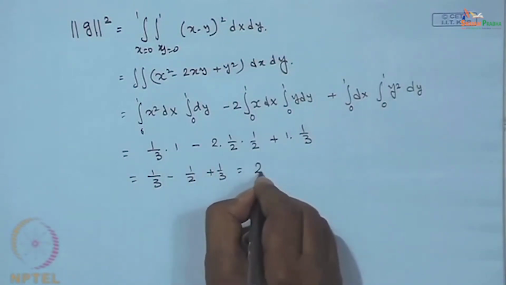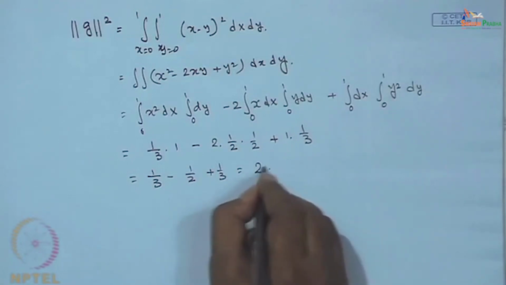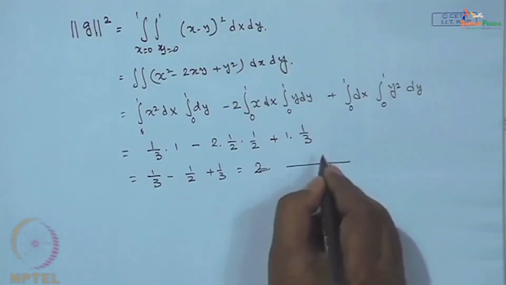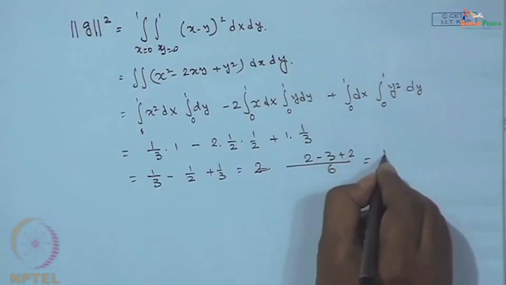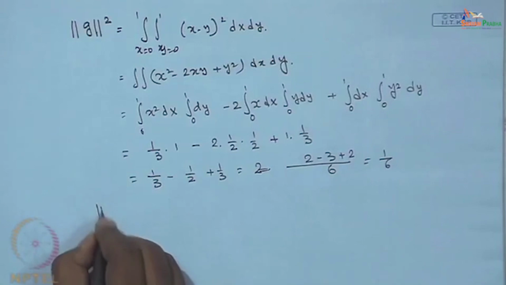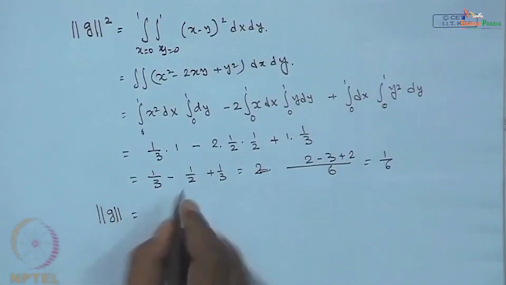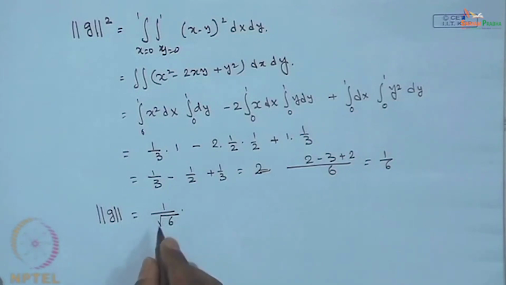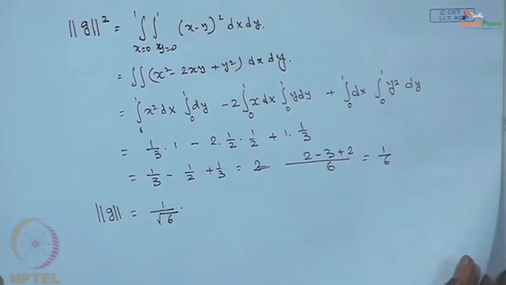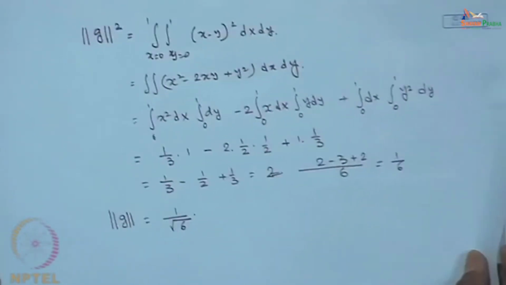So, if we simplify this, it will be 2 minus 3 plus 2, so 1 over 6. So, norm of g for this particular case is nothing but 1 over root over 6. So, that is how we can develop the norm of f and norm of g.